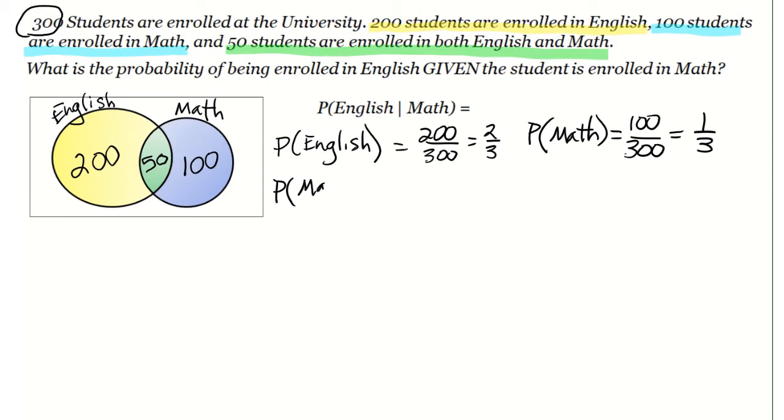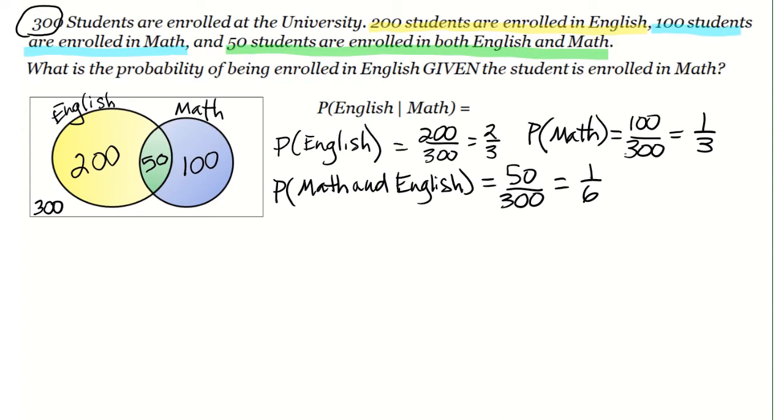And the probability of being enrolled in both math and English we can see is this intersection, so we can take that 50 and divide it by the total number of students. So I should have the 300 down here to designate my 300 students. And that's going to simplify to 1/6. So now I want to get the probability of being enrolled in English given that the student is enrolled in math.